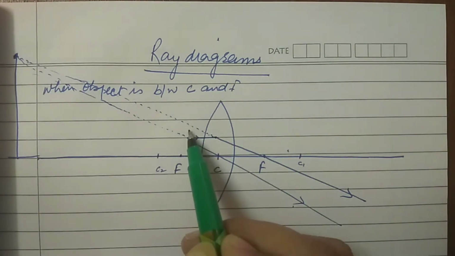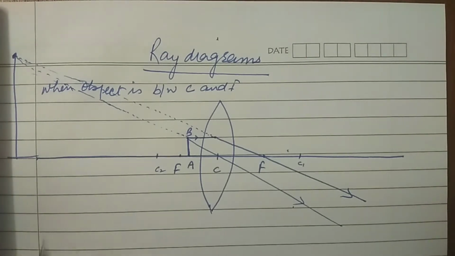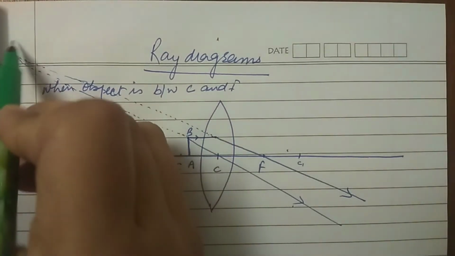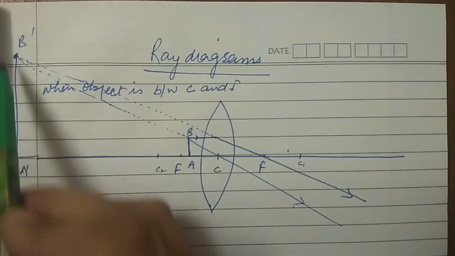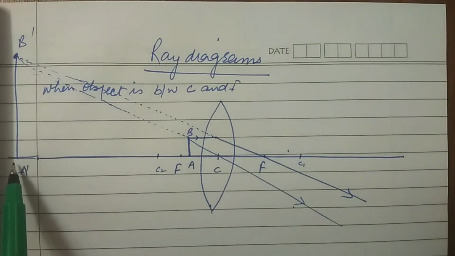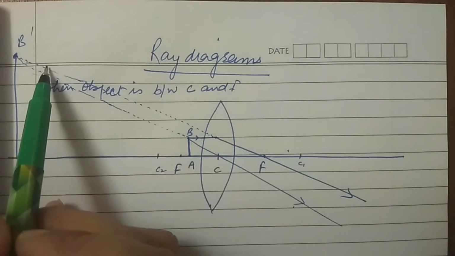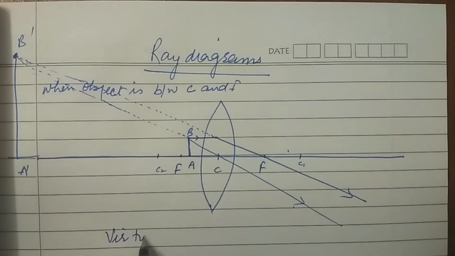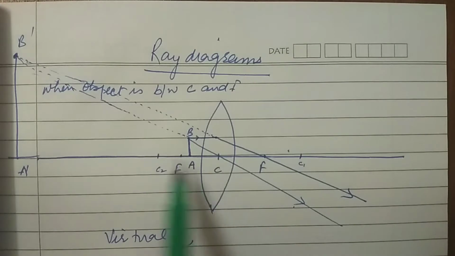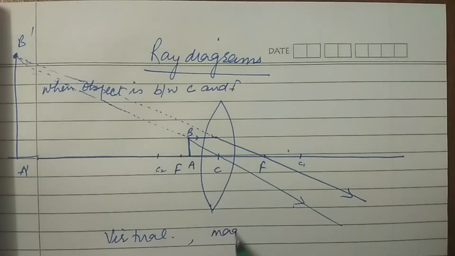So this is the object AB, and here we are getting the image A dash B dash. This is the image. Now you can see here, the image we have got is not obtained by the actual meeting of the rays. We have to extend the rays in the backward direction. So in this case, this image is a virtual image. And second, you can see this is a very small object, and here you're getting a very large image. So this image is magnified.